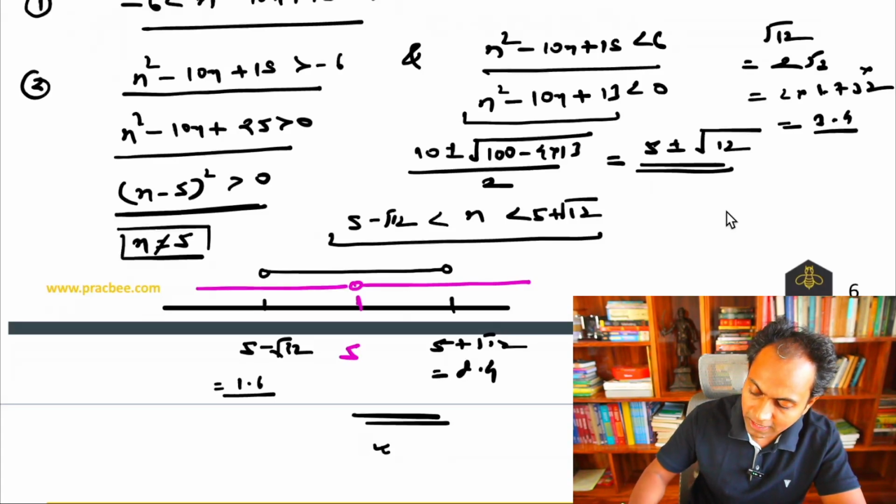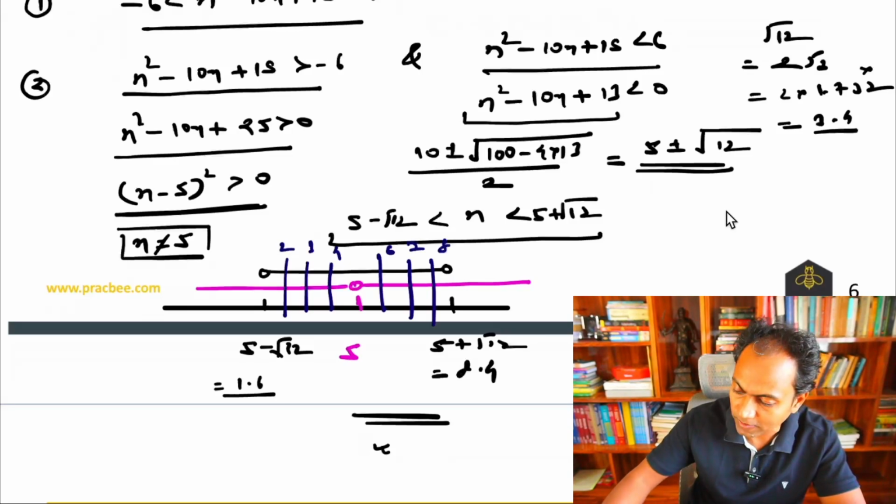So you can see that between these values, how many integers are possible? Of course, there will be 2, there would be 3, there would be 4. 5 we can't take, but there would be 6, 7, and of course there will be 8. So you can see that there are 6 values possible. So the answer of this question becomes nothing but 6.